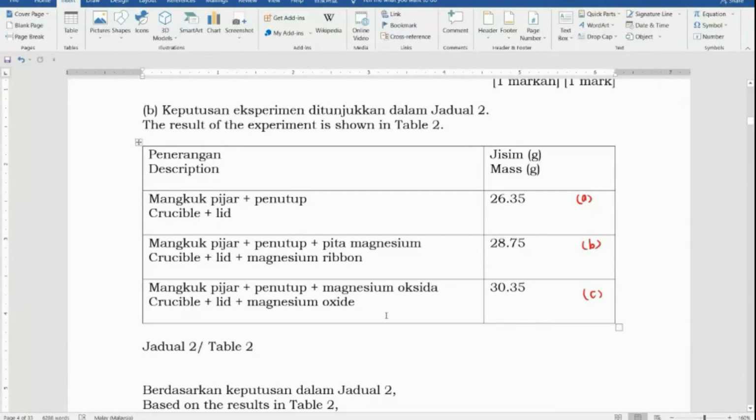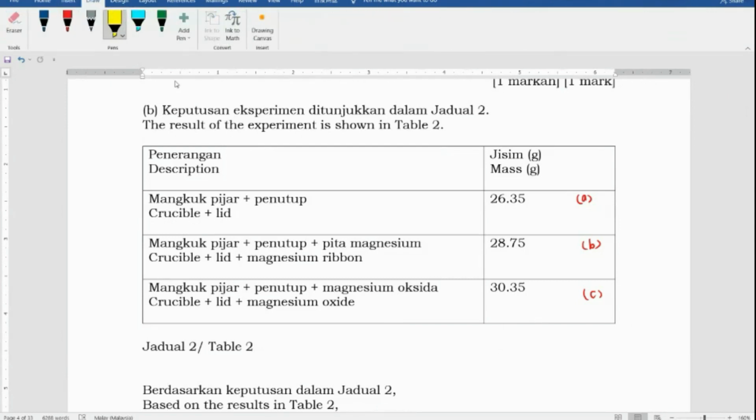Okay. We compare B and C. This one is magnesium, this one is magnesium oxide. So what is the extra thing here? It's oxide, right? Oxide means that it's oxygen here actually.